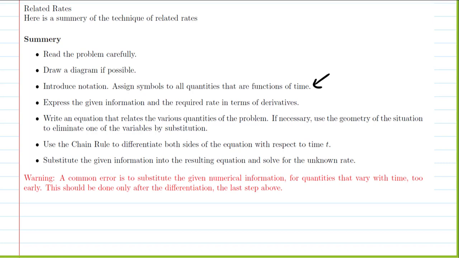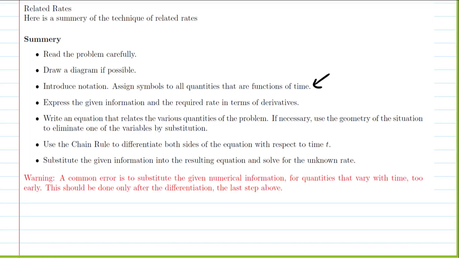We want to express the given information and the required rate in terms of derivatives. So in terms of the derivative of the appropriate variable. And write an equation that relates the various quantities of the problem. If necessary, use the geometry of the situation to eliminate one of the variables by substitution. So sometimes we will have way too many variables and we will need to substitute some of them out of our function in order for this to make sense.